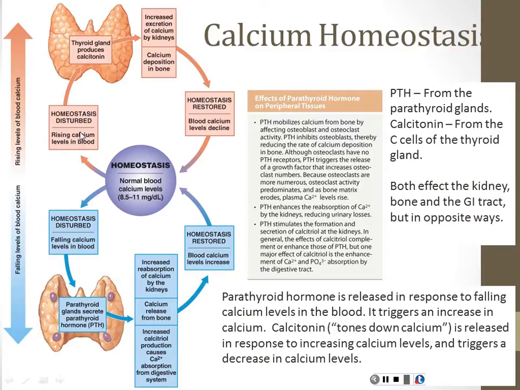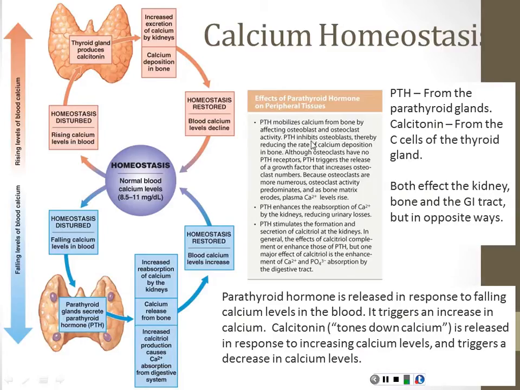For example, we're sitting here at normal, we take in a bunch of extra calcium, so the calcium level in the blood goes up. The C cells of the thyroid gland sense that, and they release calcitonin, which decreases blood calcium levels by putting it in the bones and sending it up into the urine. Those things cause a decrease, and now we're back to homeostasis again.